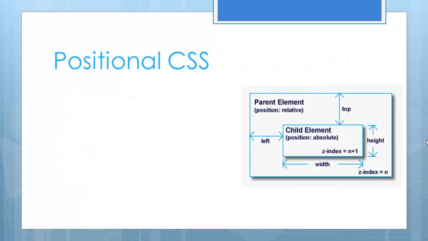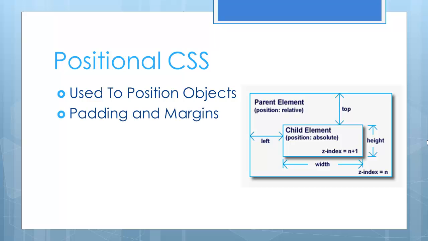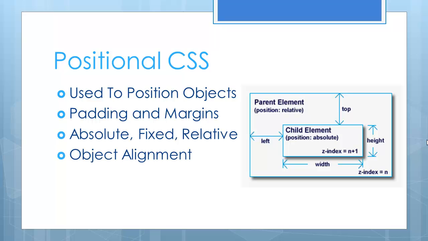Now when it comes to positional CSS, it's again very compatible, and it's used basically to position objects. Padding and margin, setting a position of absolute, fixed, and relative, object alignment, and again, mostly CSS 2.1. These are the main attributes of positional CSS, and it has a lot more little features that we will go more in depth on in later tutorials.